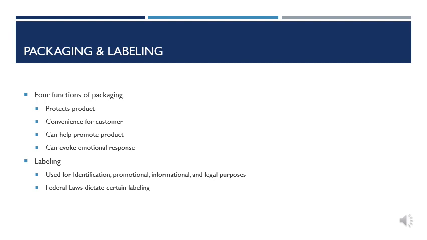Labeling is closely related to packaging and is usually used for identification, promotional, informational, and legal purposes. Federal law requires certain labeling to be on packaging of certain products. For instance, whenever an item might have a component that could be considered hazardous or flammable.